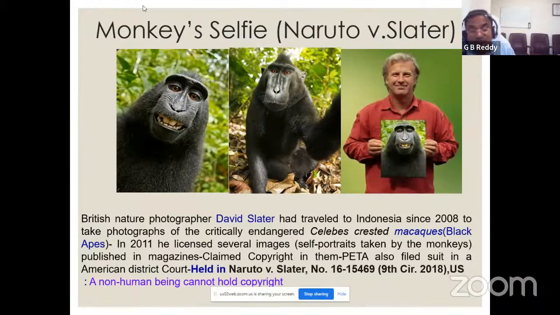He sold the photos to various organizations, including Time magazine and all. This was objected to by certain persons, stating that in the instant case, if there is a copyright assignment, if any income is created, it must go to the monkey because it took the selfie with the help of a camera, but not the photographer. But the American court ultimately dismissed the same, holding that a non-human being cannot hold copyright. So the monkey, being a non-human being, cannot hold copyright.